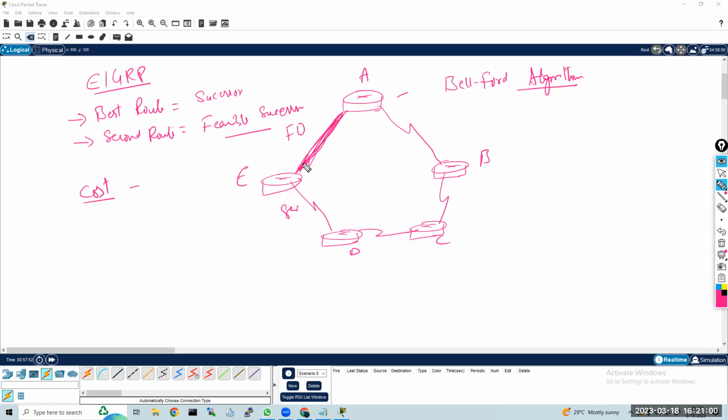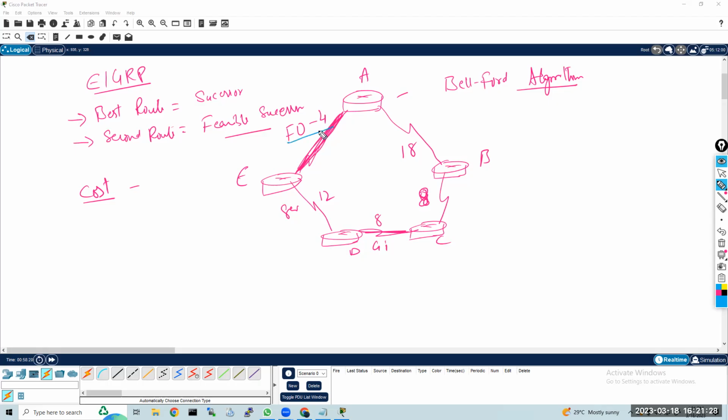For optical fiber cable, they have given the cost as 4. For serial, I'm not sure, I think they have given around 12. And for other, like gigabit cable, I think they have given 8. And this is 4, and this is also 8, and this is also, we can say, 18. Now you tell me which is the best route.